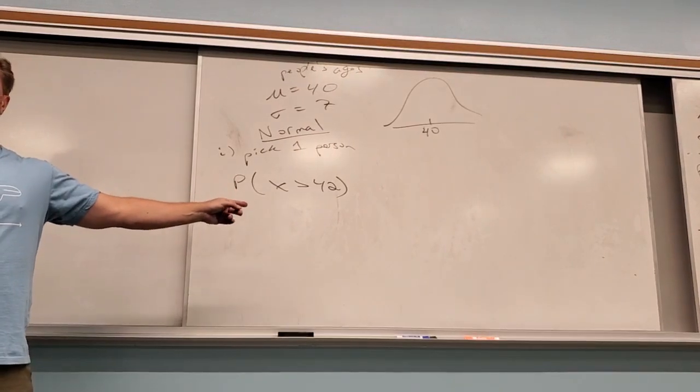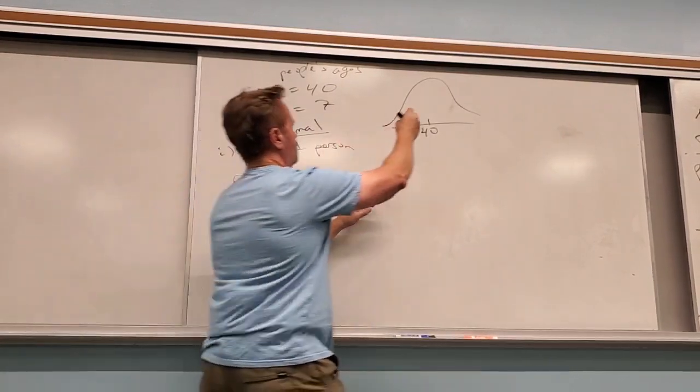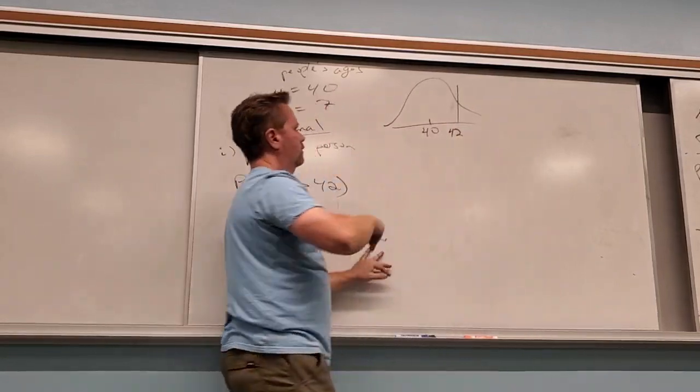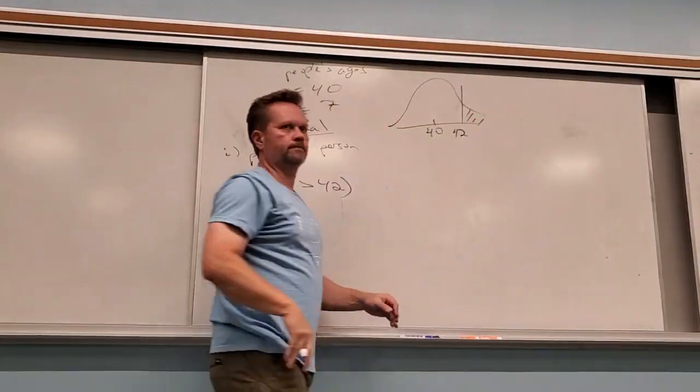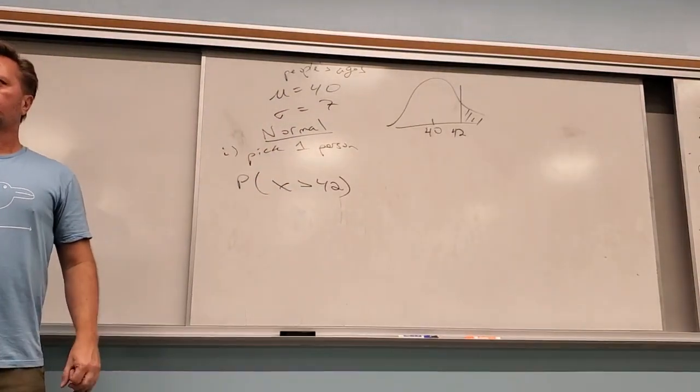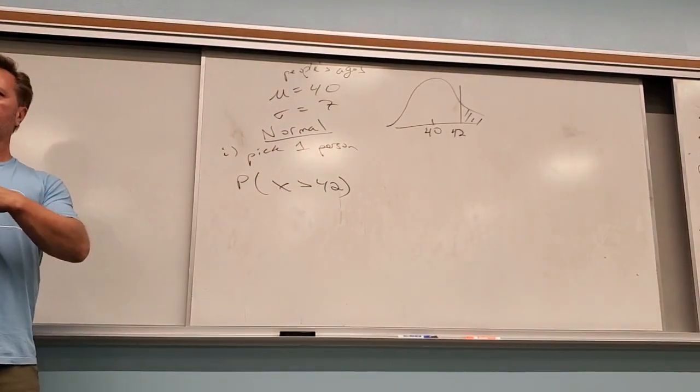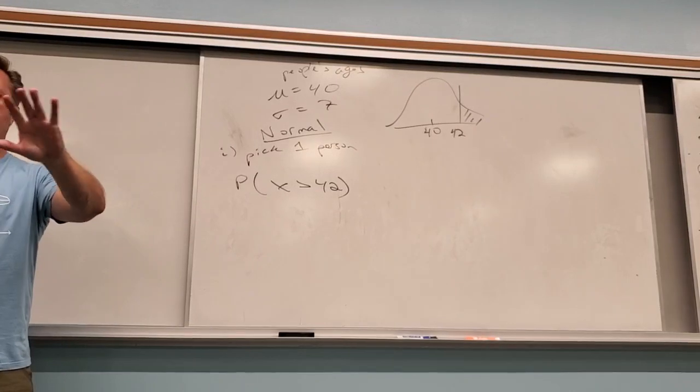What else do you want to put on your picture? What's the data point we're interested in? 42. And which way do I shade? To the right. And then you make a z-score, right? Go ahead. Make a z-score.